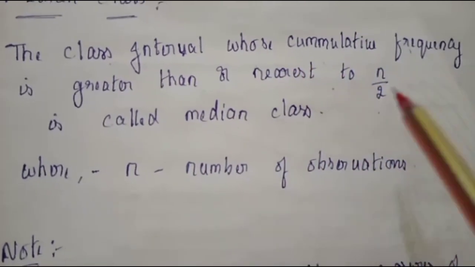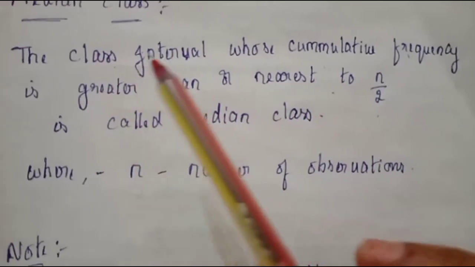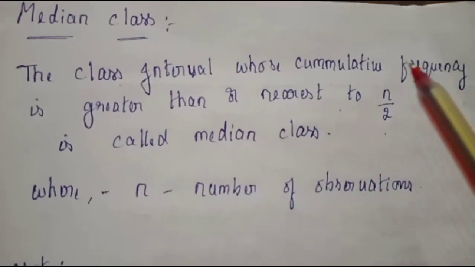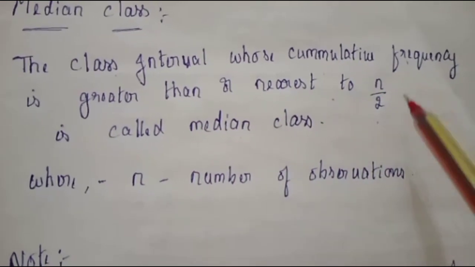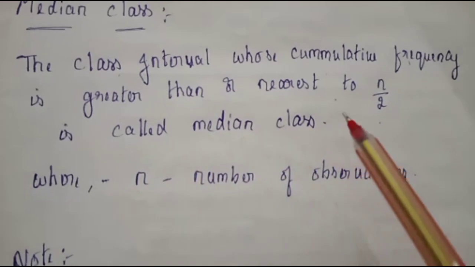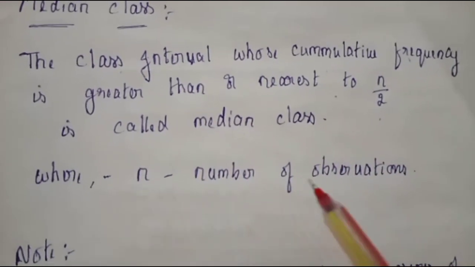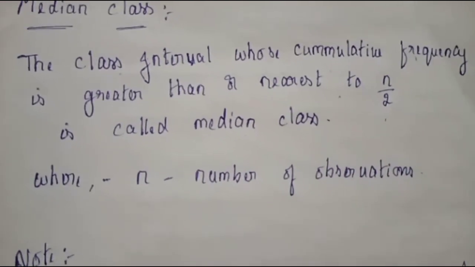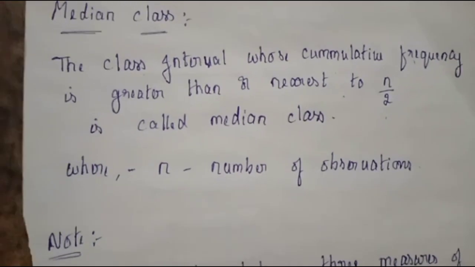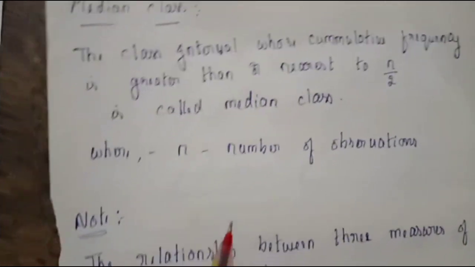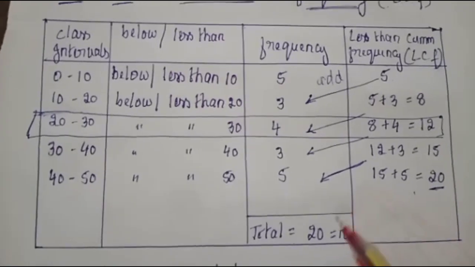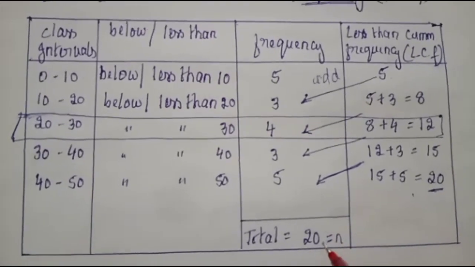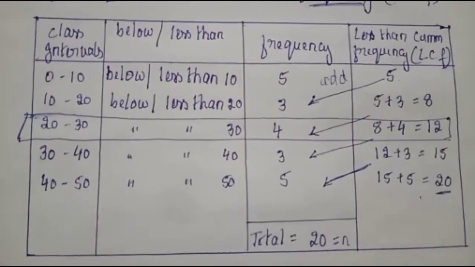So just now we learned the cumulative frequency. The median class is the class interval whose cumulative frequency is greater than or nearest to n by 2, where n is the number of observations. To understand this, let me explain how to find the median class from the given data. Just now I explained less than cumulative frequency. So what is n here? n is 20.